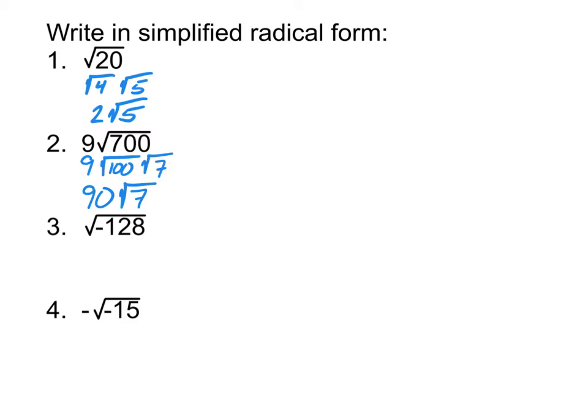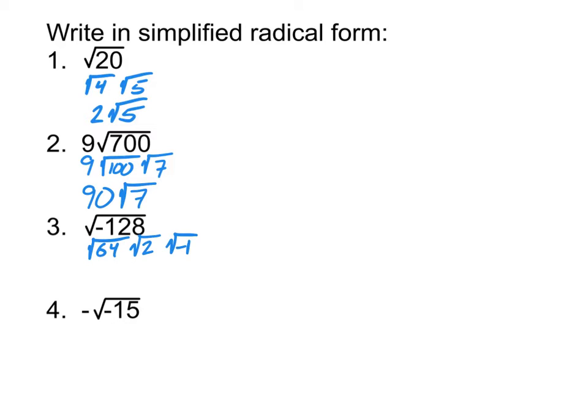Number 3. We got a couple different things going on here. We got the negative on the inside, and then we need to look for the biggest perfect square that goes into 128. That is 64. So I'm going to write this as the square root of 64 times the square root of 2 and times the square root of negative 1 to deal with that negative that was on the inside. And then I can start simplifying the square roots that I can simplify from there.